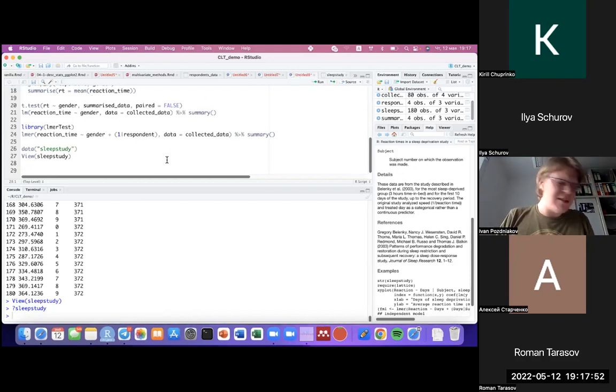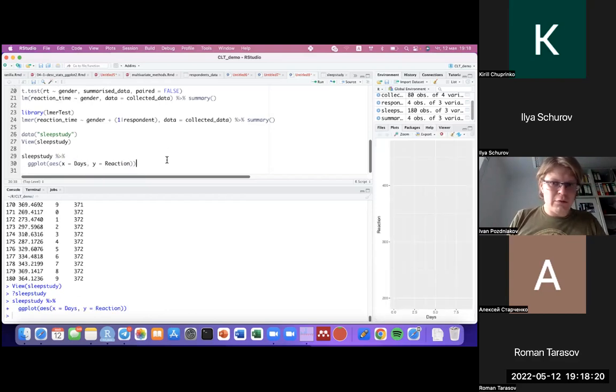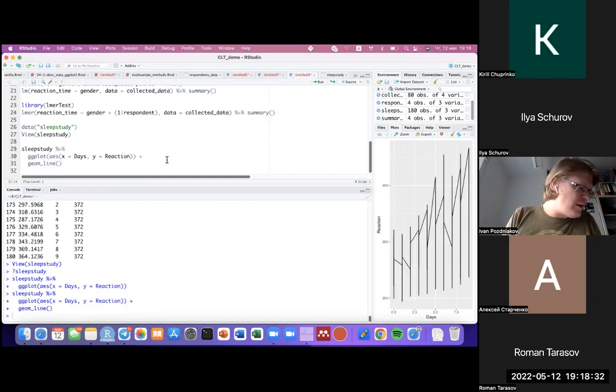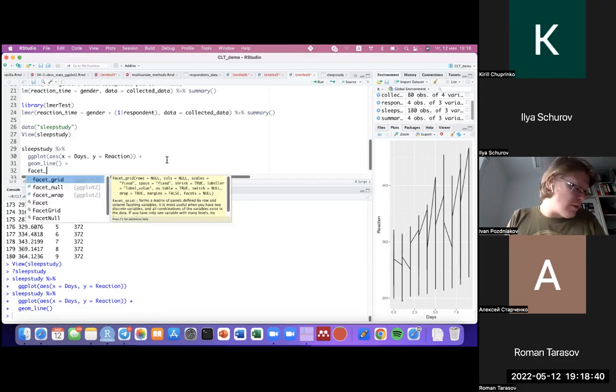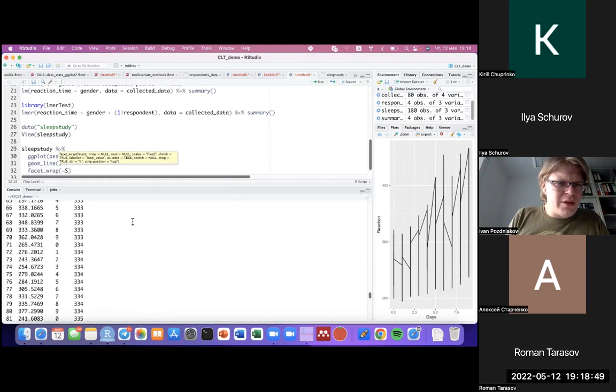Let's plot this data and have a look at how it looks. It's really interesting to see this result for every subject. So you do the plot. For X, we'll of course use days, right? For Y, reaction. Now we want to use geom_line, but also we need to divide it by different subjects. And for that, I will use facet grid, facet wrap. I think facet wrap will be an easier option. Wrap subject, oh, it was Subject, right?